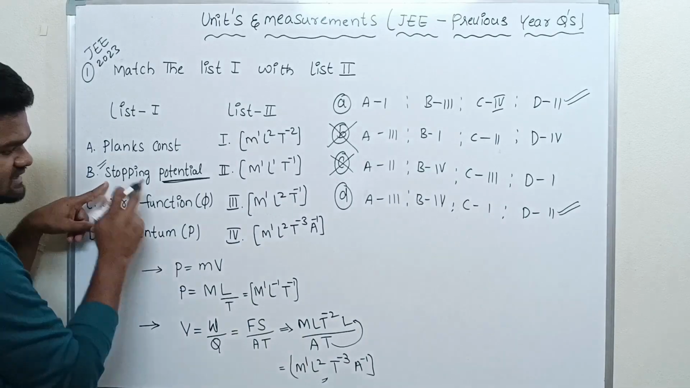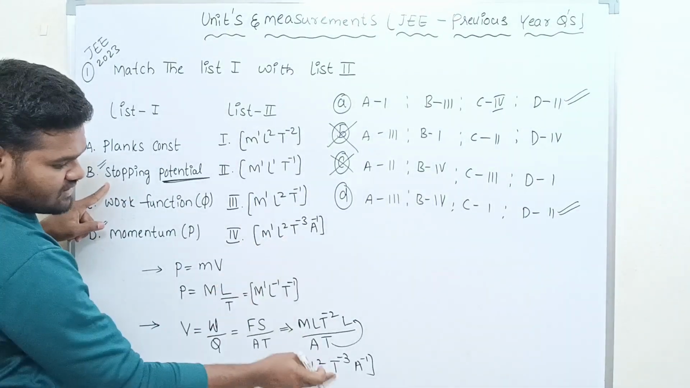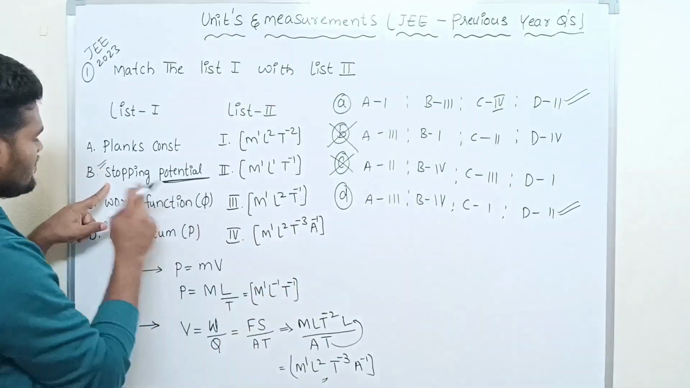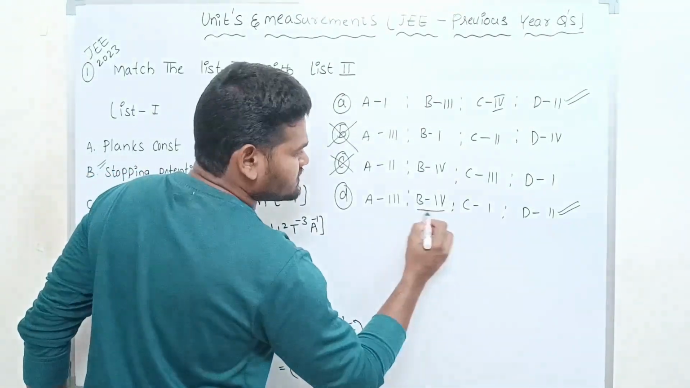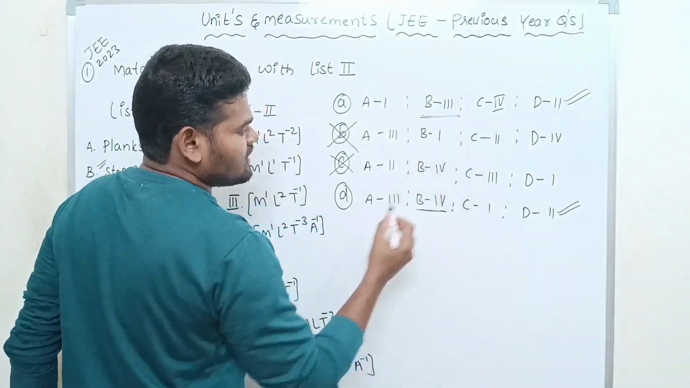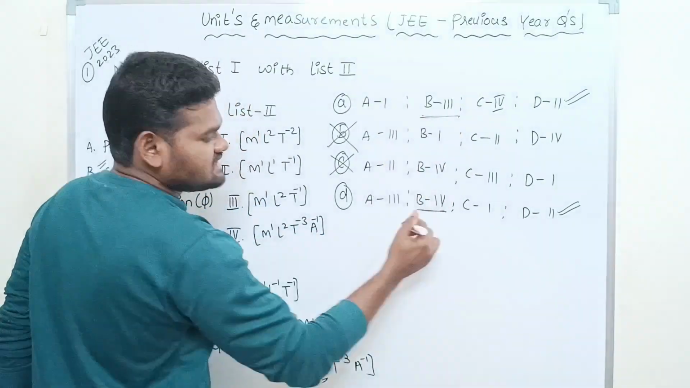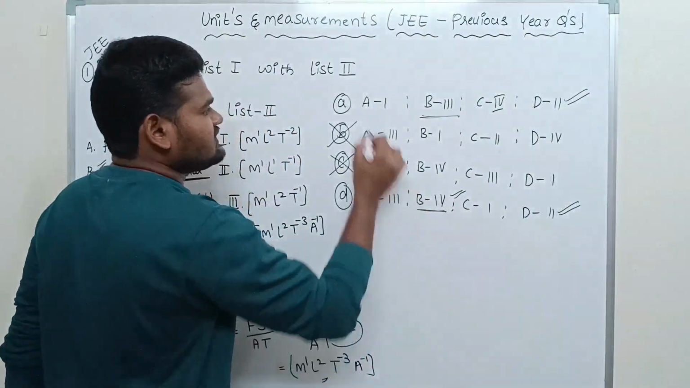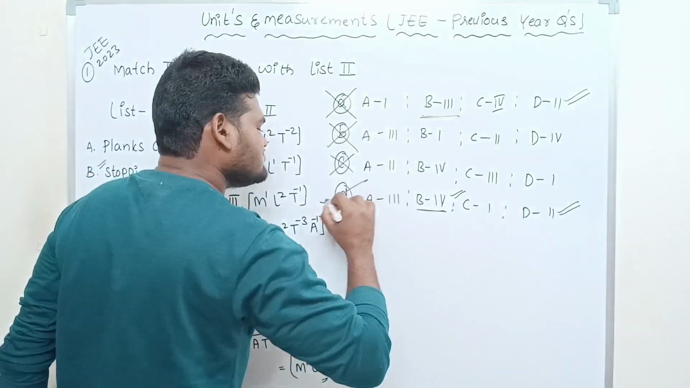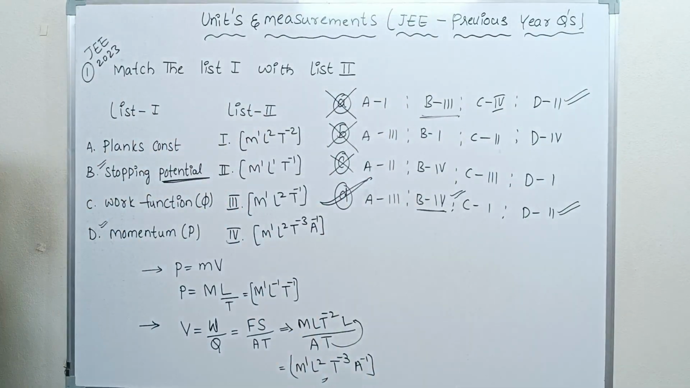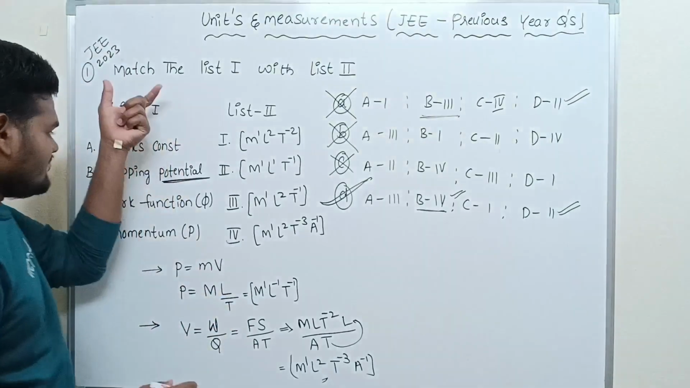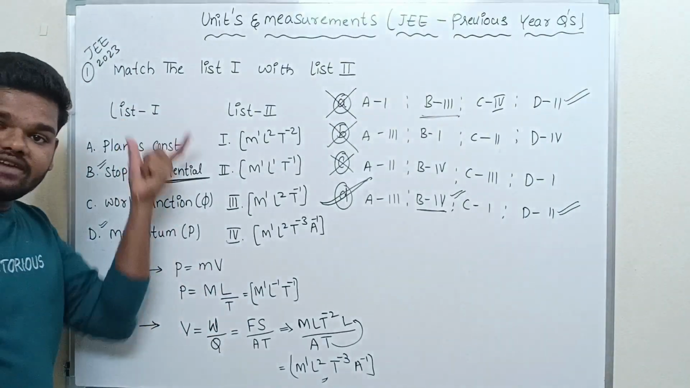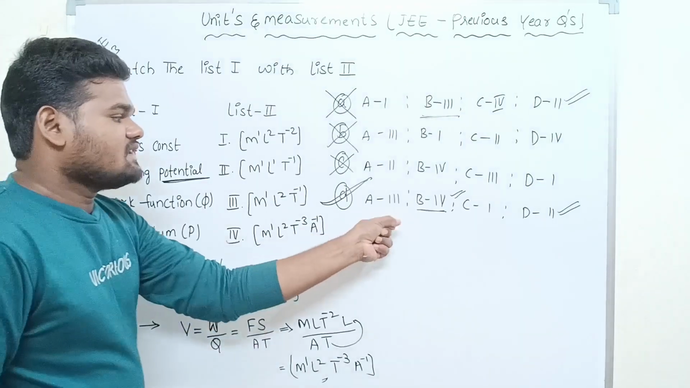So for stopping potential, M power 1, L square, T power minus 3, A power minus 1. B has the fourth option, so B here has option number 3. In these two, which is correct? This option is correct, therefore this is wrong and this is the correct answer. That's it. Whatever you know among the 4 given physical quantities, just solve them and you will get the answer.